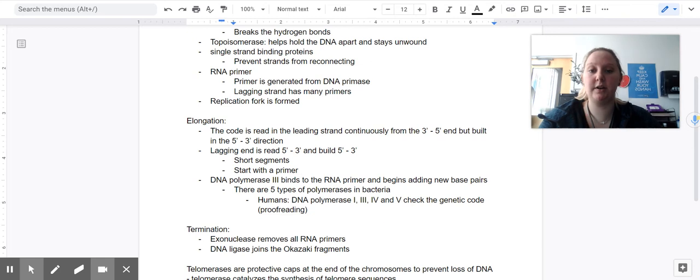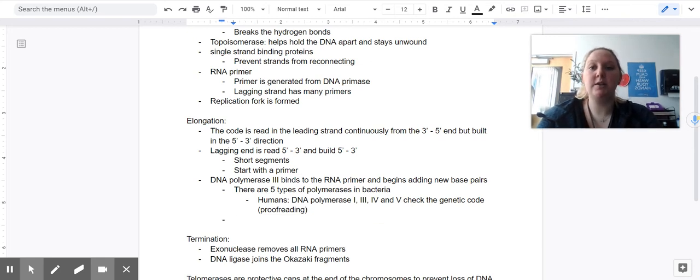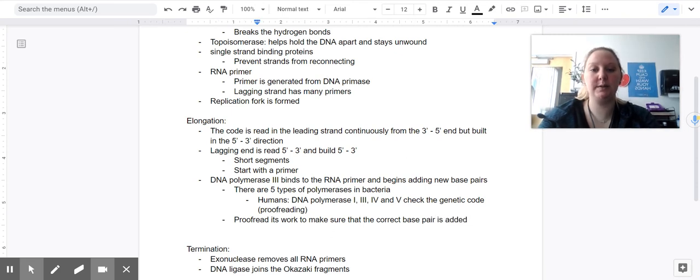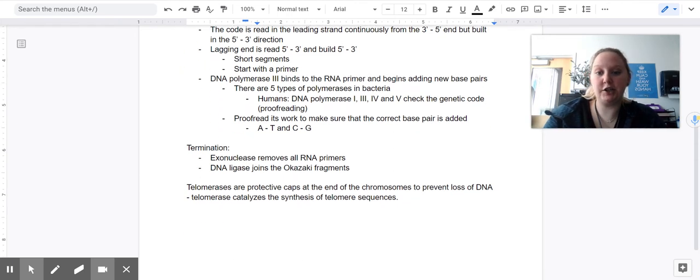which work together. DNA polymerase also will proofread its work to make sure that the correct base pair is added. And then just to note, our base pairs, according to Chargaff's rule, A binds with T and C binds with G. Once elongation ends, we end in termination.